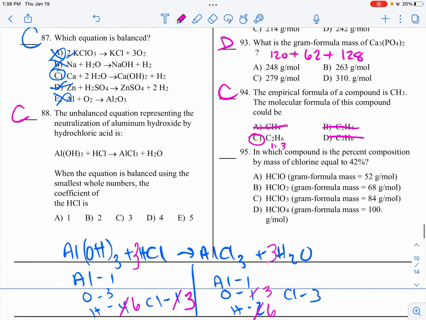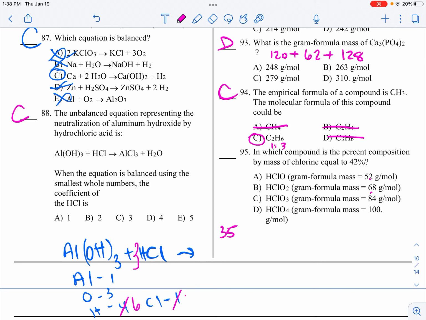Giving me some space here. Percent composition: mass of part over mass of whole times 100. So chlorine has a mass of 35, and it's given you the 4 choices. So 35 over 52 times 100. 35 over 68 times 100. 35 over 84 times 100. And 100 over, whoops, that's wrong. 35 over 100 times 100. It's not that one.